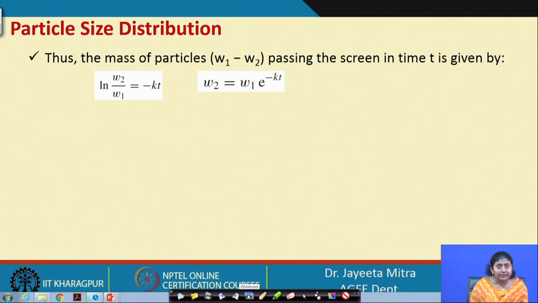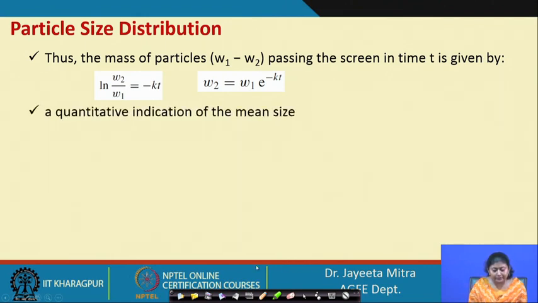If this is happening, then we can write that ln of W2 by W1 is equal to minus k into t. So, that means the mass fraction of the material on a particular sieve is reducing in the fashion of an exponential decay curve on a particular size of the screen. So, W2, that is remaining at any time, will be W1 into e to the power minus kt, where k will depend on the particular size of the sieve and the material.